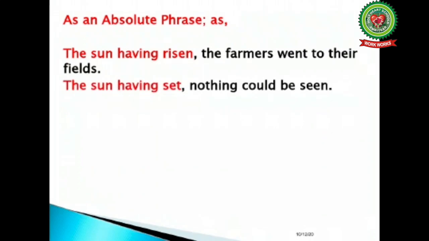The sun having set, nothing could be seen. The sun having set is a phrase. It has a noun of its own, that is the sun. And having set is a participle phrase. So the sun having set is an absolute phrase in the statement.